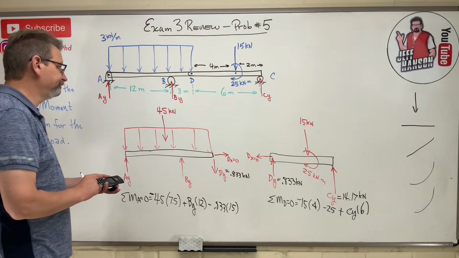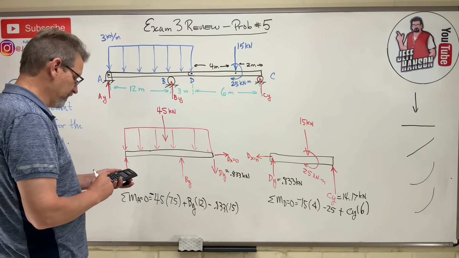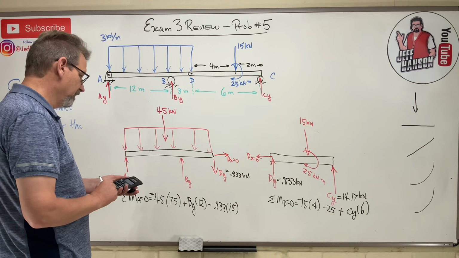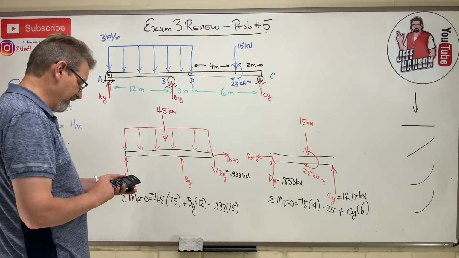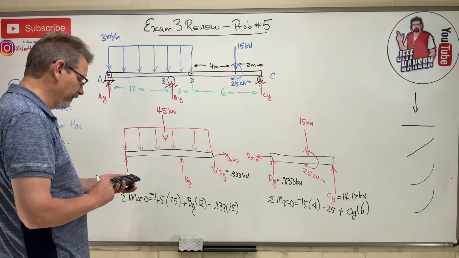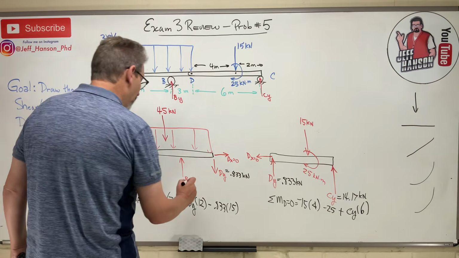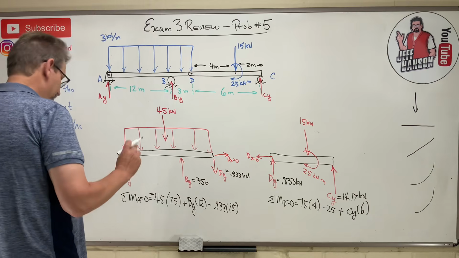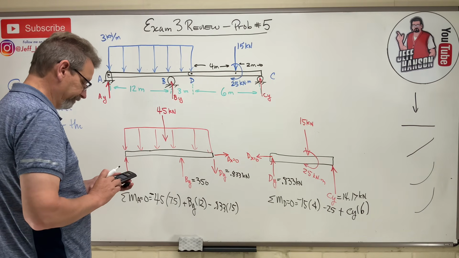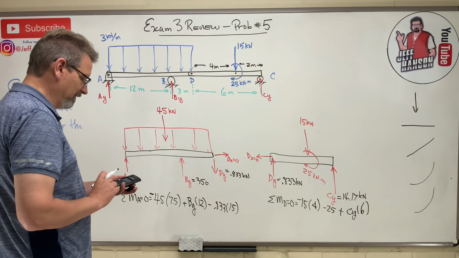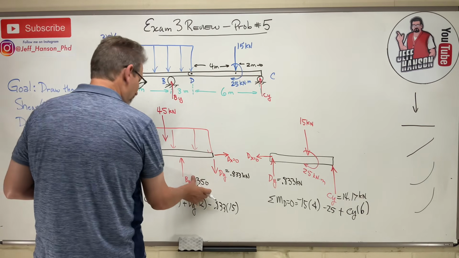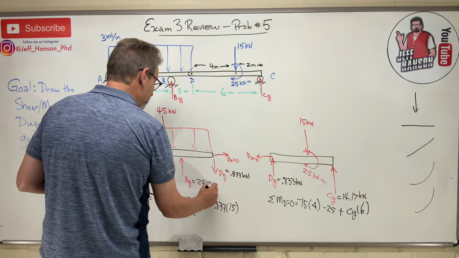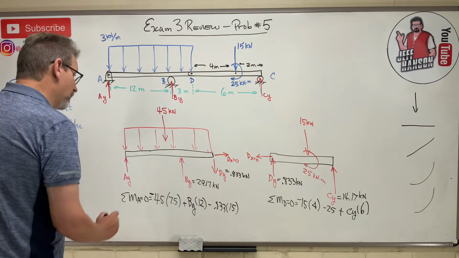Whew. Okay, so, yeah, that's right. So what do we get here? 45 times 7.5 plus 0.833 times 15 equals 350. So BY equals 350. 350? Oh, dadgummit, I've got to divide that by 12, don't I? I was like, that's too big. How about 29.17? Does that sound better? That was going to be a lot, wasn't it? 29.17 kilonewtons.